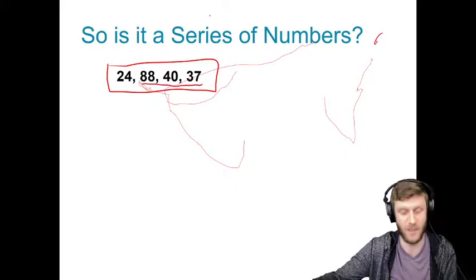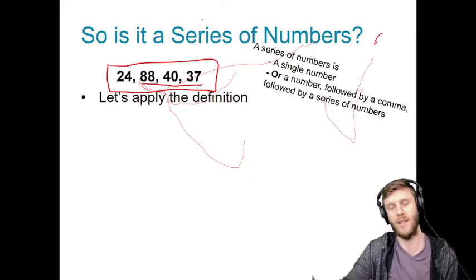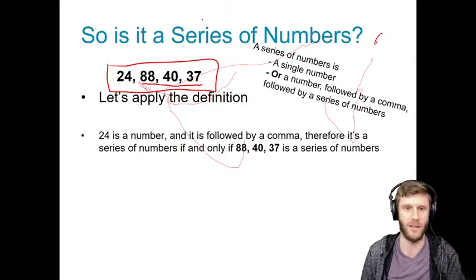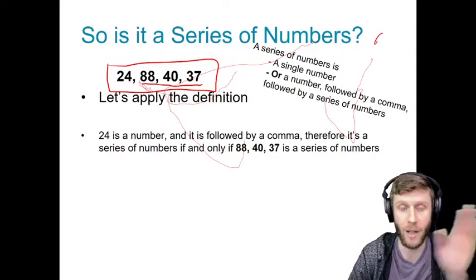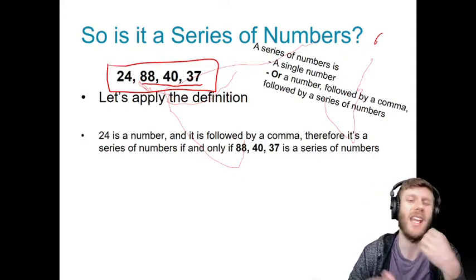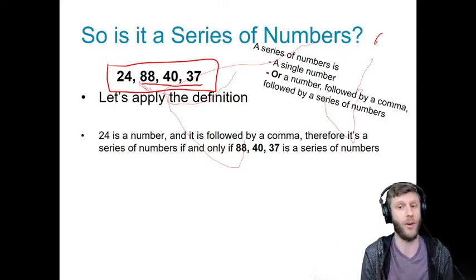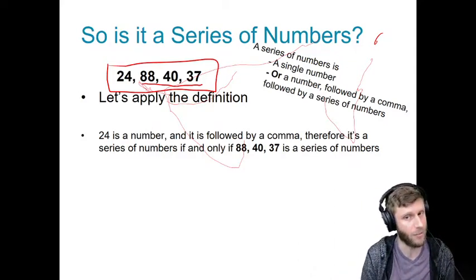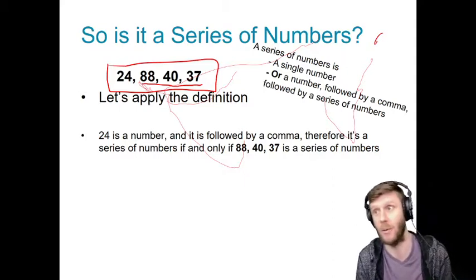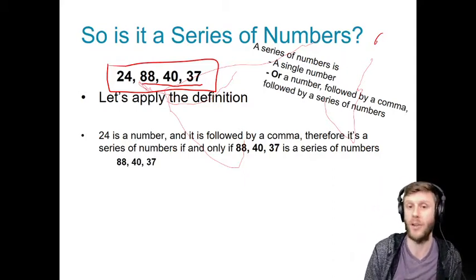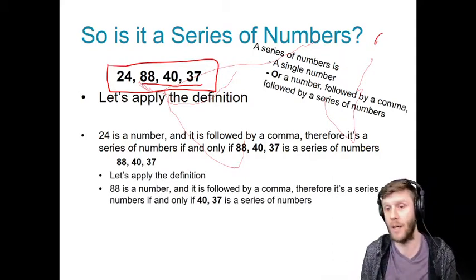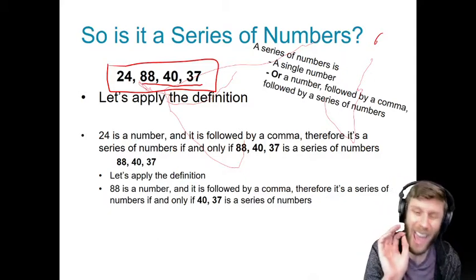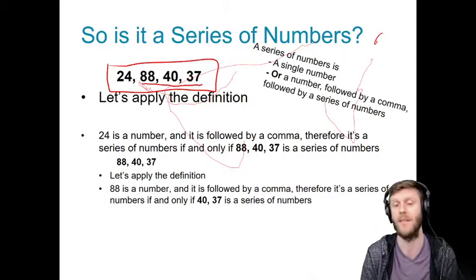So is this a series of numbers? I don't know. So a series of numbers is a single number or a number followed by a comma followed by a series of numbers. Well, 24 is a number. So we know that. And it's followed by a comma. Therefore, it's a series of numbers if 88, 40, and 37 is in fact a series of numbers. So we need to answer the question, is 88, 40, 37 in fact a series of numbers? So 88, 40, 37. Well, 88 is a number and it's followed by a comma. Therefore, it's a series of numbers if 40 and 37 is a series of numbers.